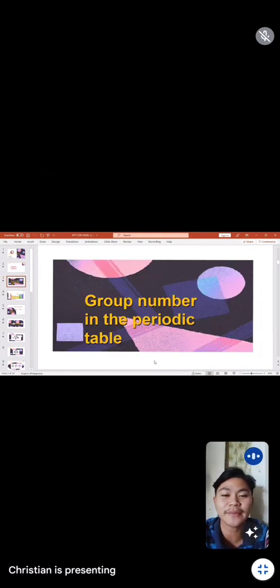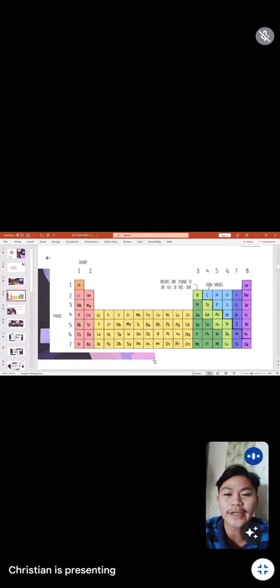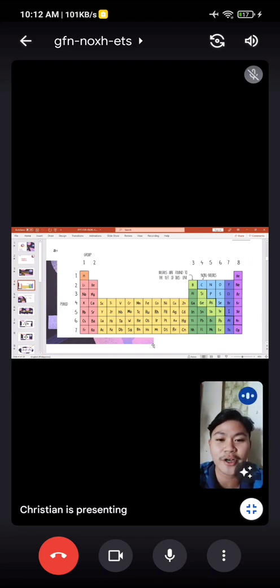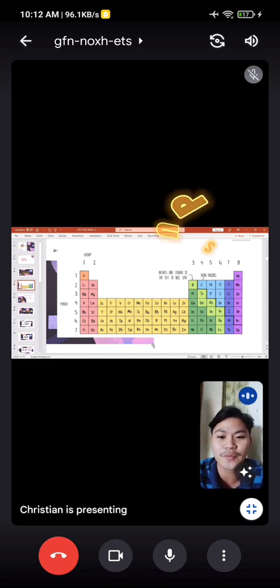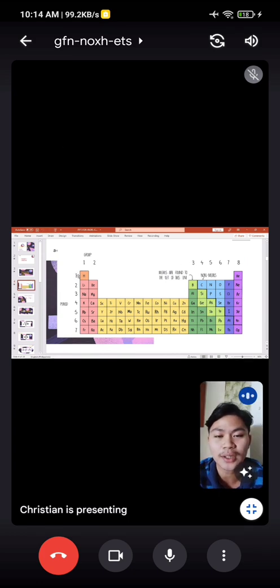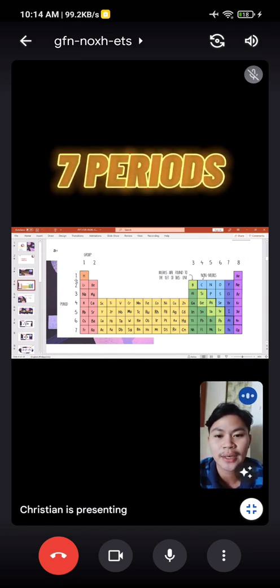Group number in the periodic table. So here is the model of the periodic table. As you can see, the group was placed at the top and there are 8 groups: Group 1, 2, 3, 4, 5, 6, 7, and 8. And the period, there are 7 periods: Period 1, 2, 3, 4, 5, 6, 7.